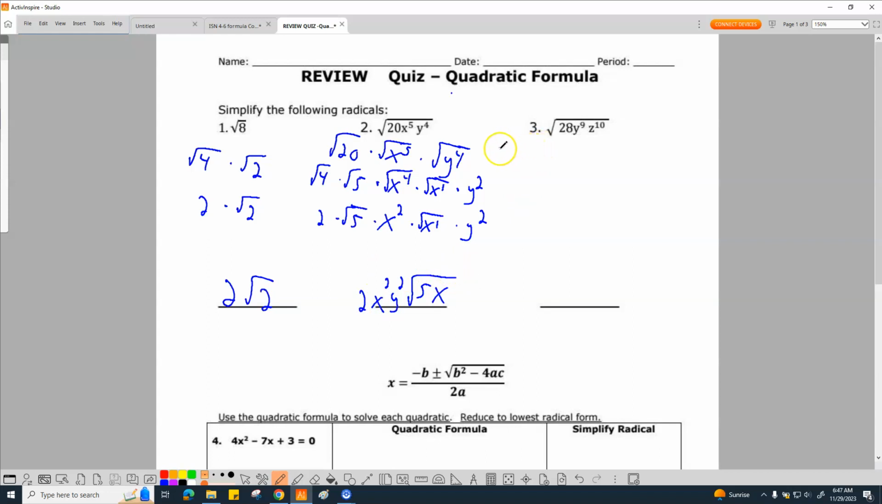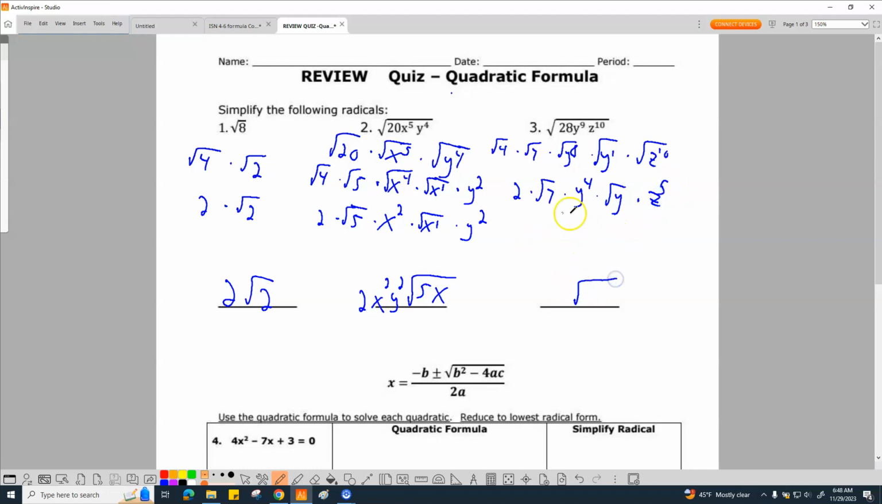Going to number 3, I'm going to go ahead and pull this apart in one go. Square root of 4 times square root of 7. That is, 28 is 7 times 4. Times the square root of y to the 8th times square root of y to the 1 times square root of z to the 10. So I'm going to go through this and evaluate all this. Square root of 4, 2. Square root of 7 does not change. Square root of y to the 8th is y to the 4. Square root of y to the 1 does not change. And then square root of z to the 10, divide that even number by 2, and you have z to the 5.